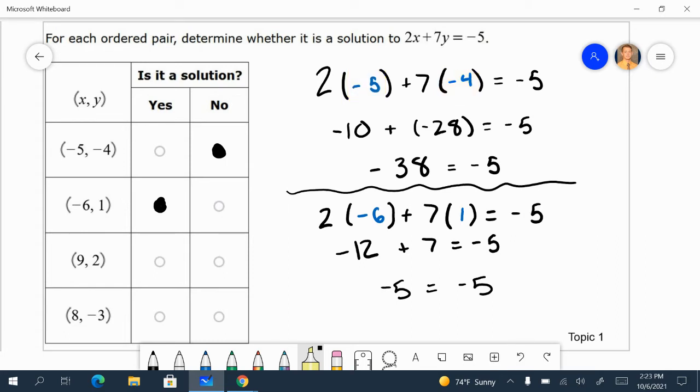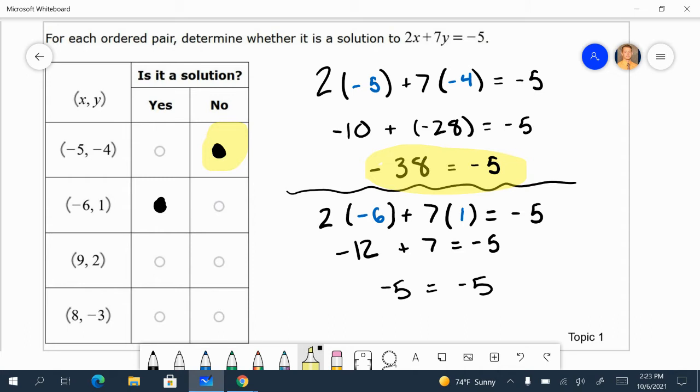But yeah, after that, it's just solving the equation to see if it works. Now, at the end here, I got negative 38 equals negative 5. That's obviously not true. So that would be not a solution. That's why I put no for that one.